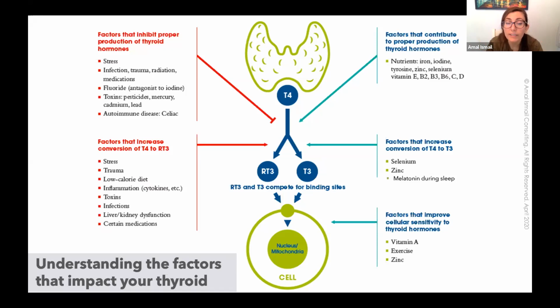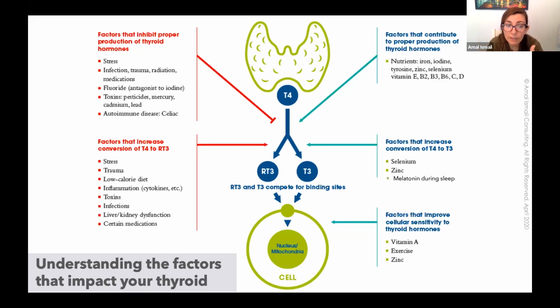However, if we have an excessive activation of conversion of T4 to reverse T3, then we're putting in more of the brakes and less of the pedal. And so we're not actually creating any meaningful or effective optimal function across the body.